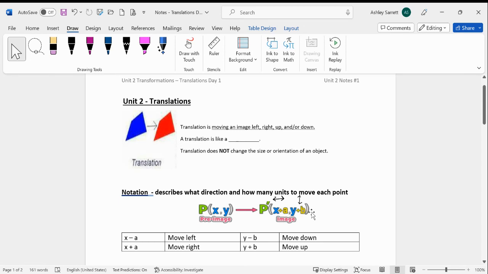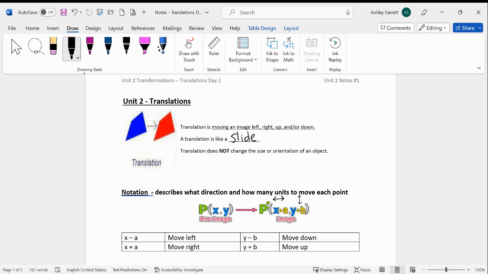Everyone. All right, today we are starting our transformations unit, and our first transformation we're going to learn about is a translation. So, if we see an image on the coordinate grid, a translation means that the image has moved left, right, up, or down. So, a translation is just like a slide.